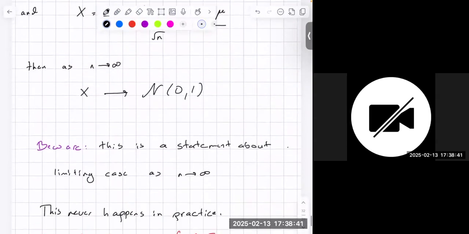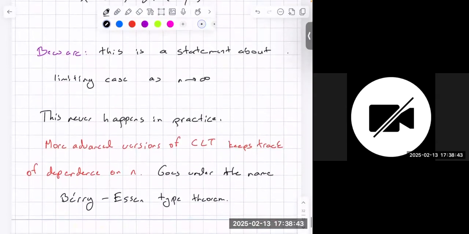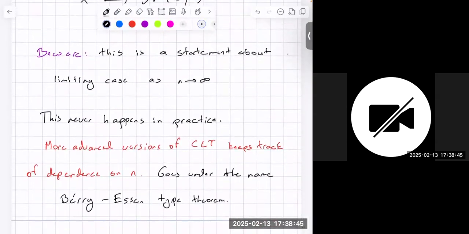Okay. And those are called Berry-Esseen theorem or Berry-Esseen type theorem. You just need to Google these two names. And then you will get a more quantitative version of central limit theorem. It will tell you for a given n, how close are you to Gaussian actually. It will be much more precise than an asymptotic statement. Okay? Yes, Jack, what was the question?